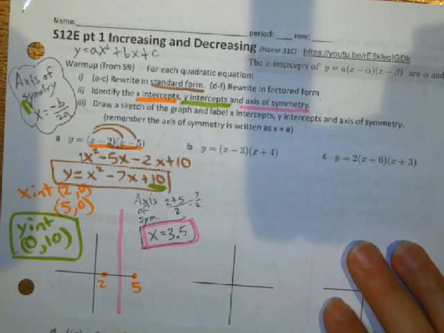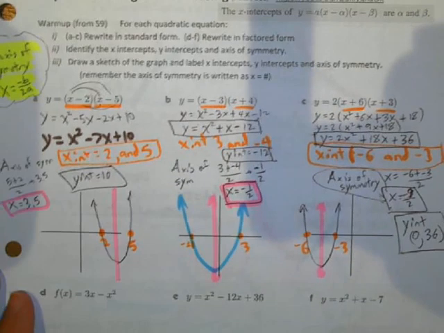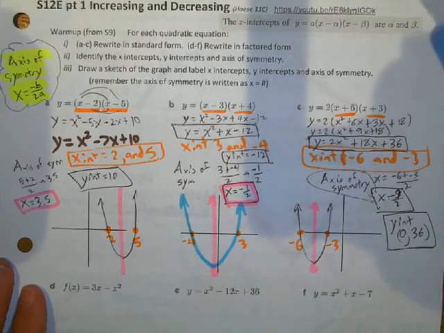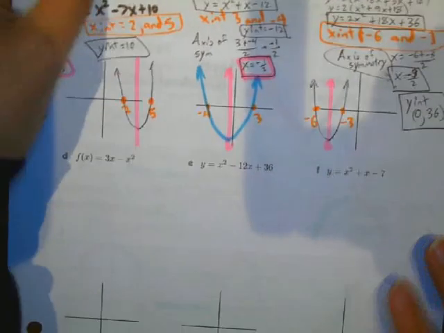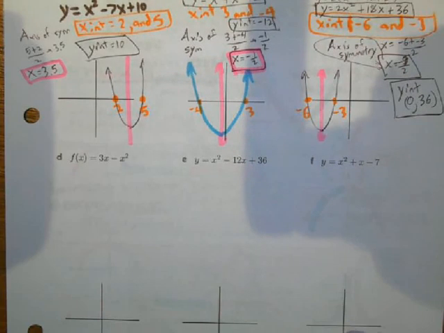I've already done B and C, so let's save some time. You might want to hit pause and copy this down. Now I'm going to do questions D, E, and F, which we didn't get time to do in class.